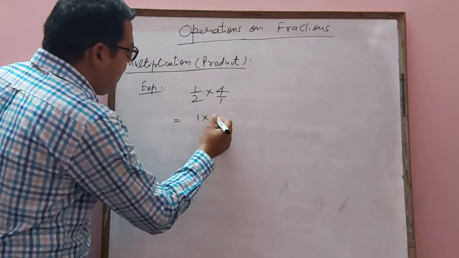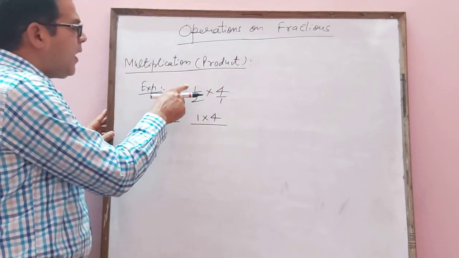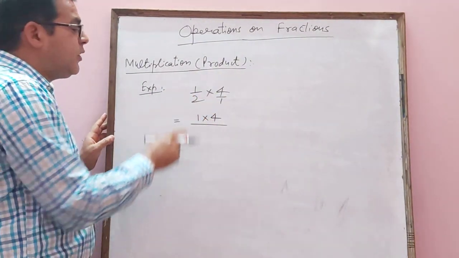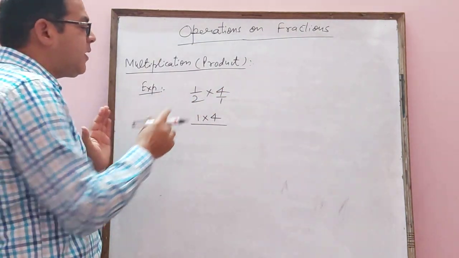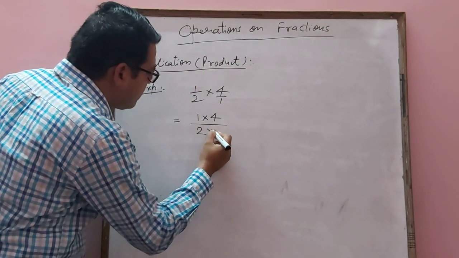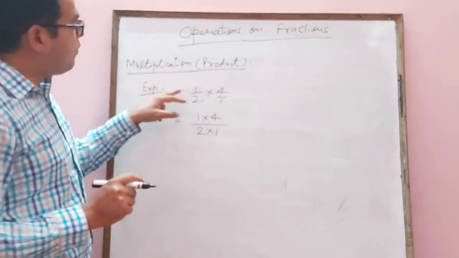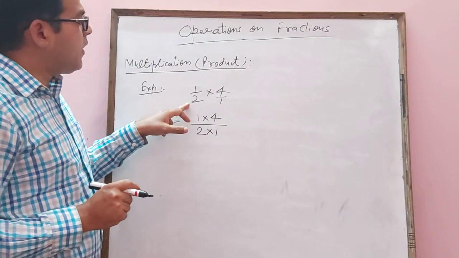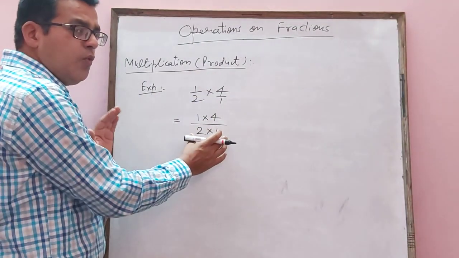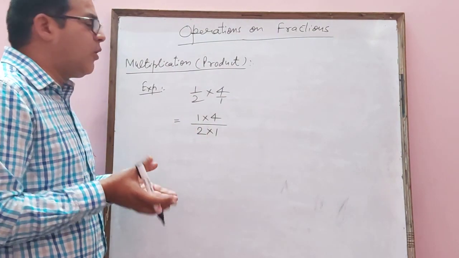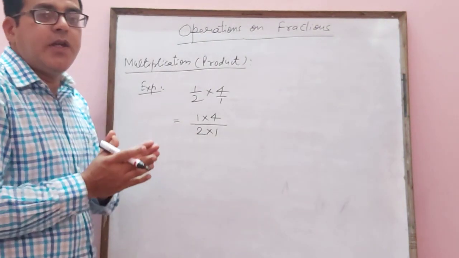So in multiplication of fractions, we can directly multiply numerator with numerator. In the first fraction, the numerator is 1, and in the second it is 4. So we can directly multiply 1 with 4, and we can also multiply denominator with denominator. In the first fraction, the denominator is 2, and in the second fraction it is 1. So we can multiply 2 with 1. This is very simple logic. We are multiplying numerator with numerator and denominator with denominator, right?